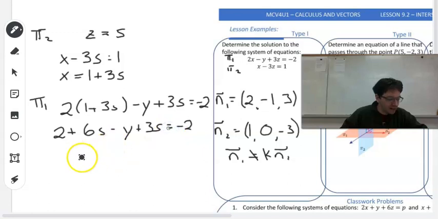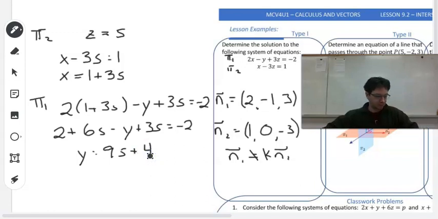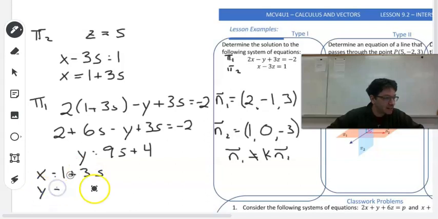Okay, we can solve for y. So y will equal 9s plus 4. Therefore, I have my parametric equations for that line of intersection. So here are our parametric equations. I'll write them out again. x is 1 plus 3s. y is 4 plus 9s. Just rearrange the terms. And z is just s.